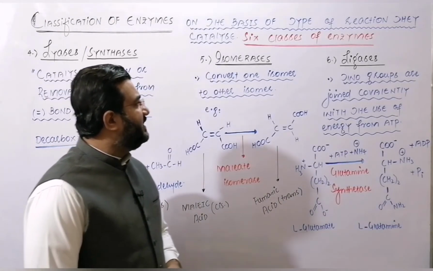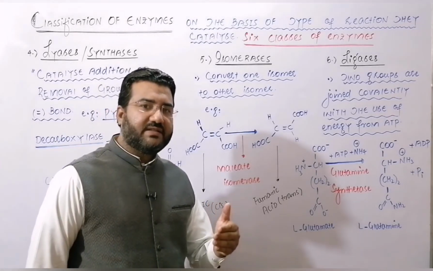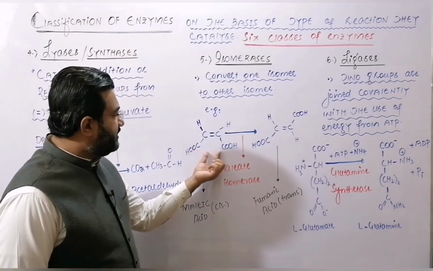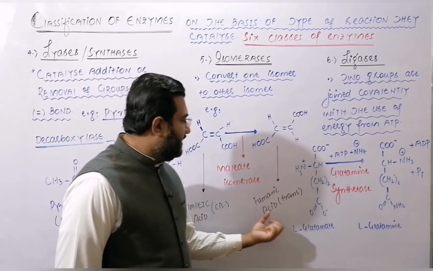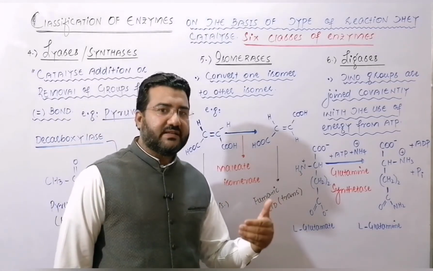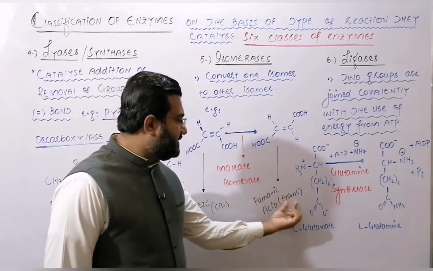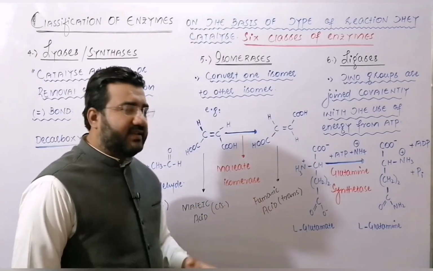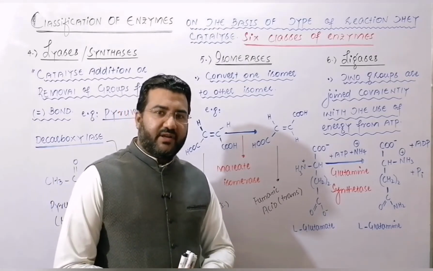As the name indicates, these are the enzymes that catalyze those reactions in which one isomer is changed to the other isomer. For example, this one is the structural formula of the malic acid and here is the fumaric acid. Dear students, malic acid and fumaric acid are geometric isomers of each other. So malic acid is a cis isomer while fumaric acid is a trans isomer. And the IUPAC name of malic acid and fumaric acid is butene dioic acid or 2-butene dioic acid.